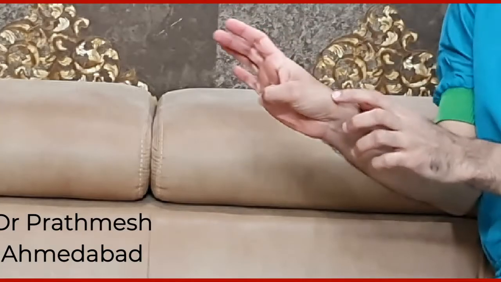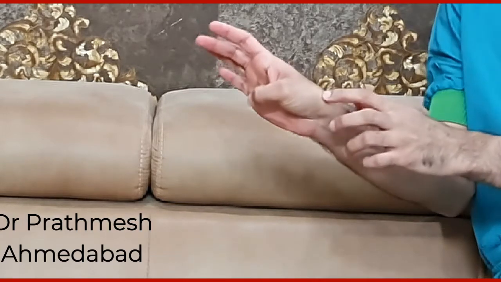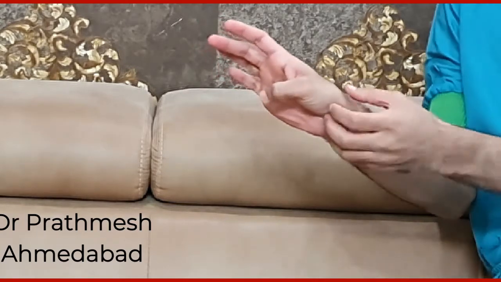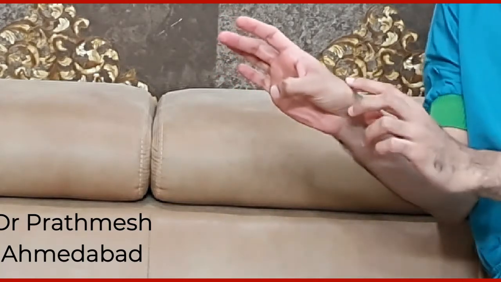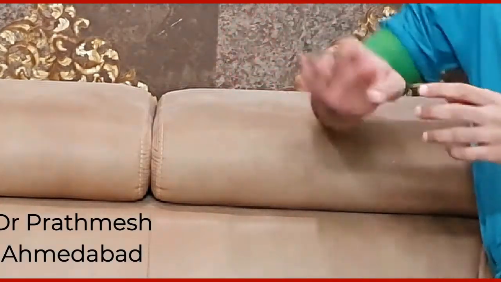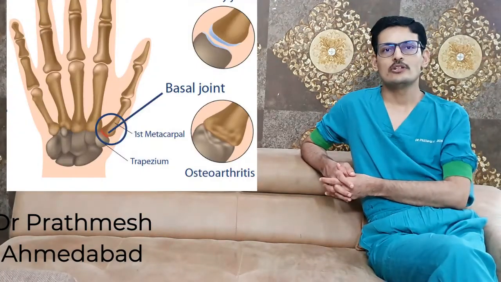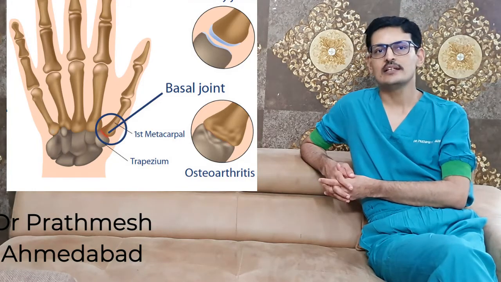First carpometacarpal arthritis is basically arthritis of this joint. This is called a carpometacarpal joint, the joint between the carpals and the metacarpal, and the first joint is called the first carpometacarpal joint. This is one of the most common joints involved in arthritis in the hand.